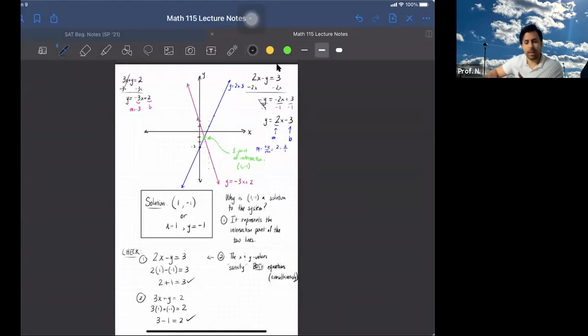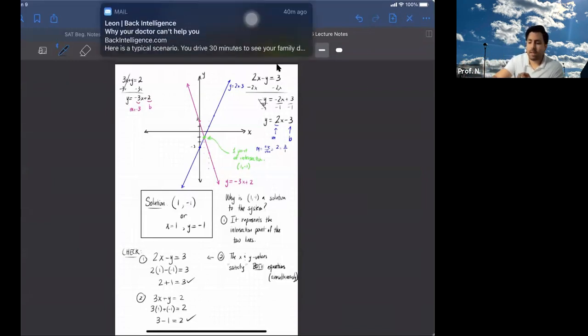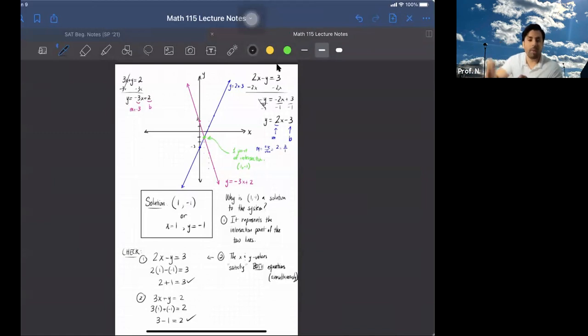But that's not the only reason. Or I should say, that's not the full picture. That's half of it. The other half is these coordinates, (1, -1), represent the x and y values that make both equations true. When you say satisfy, it means make it true.